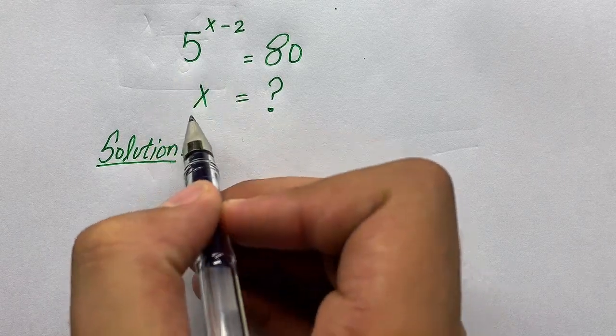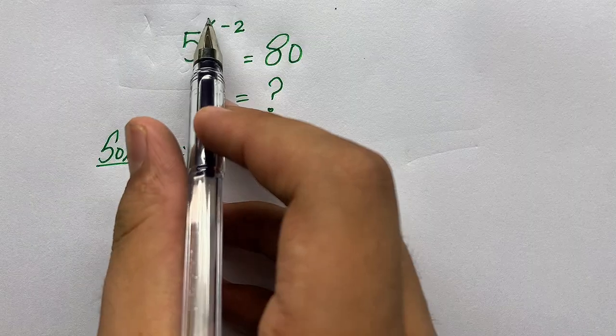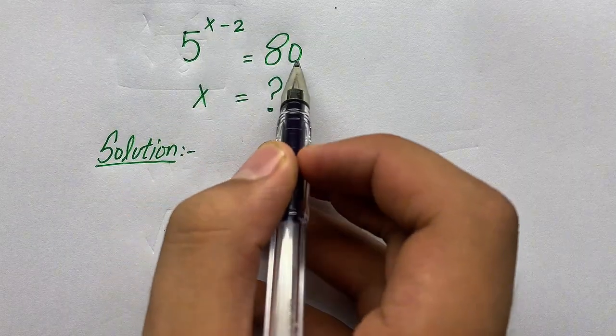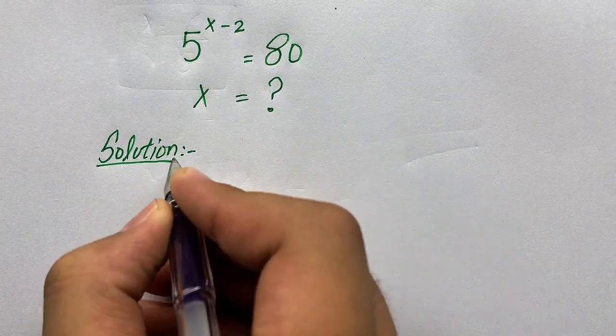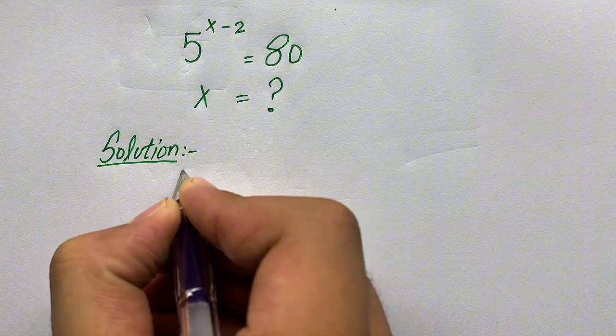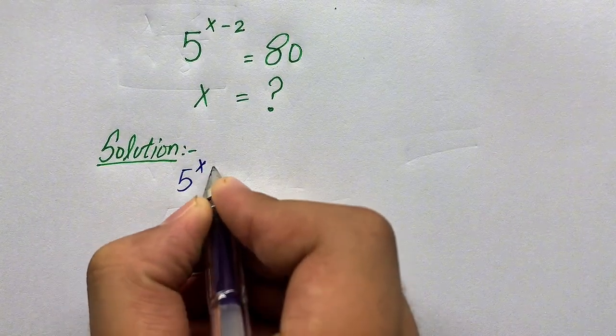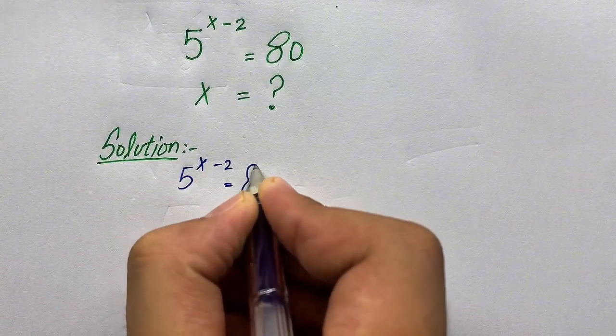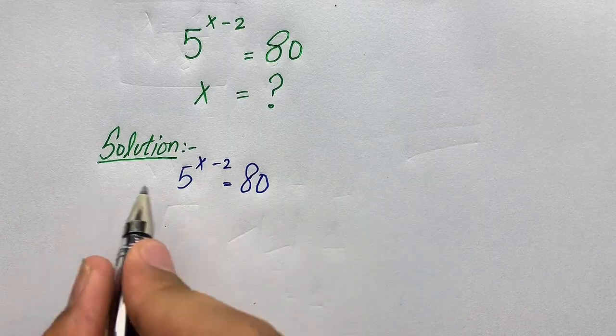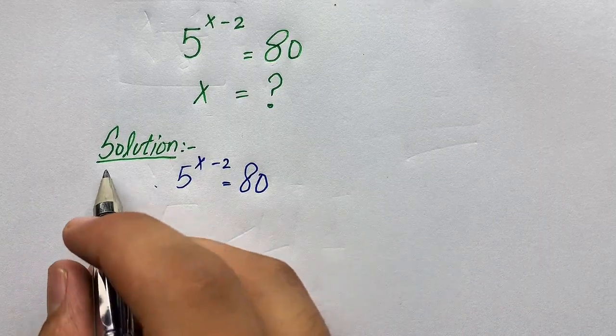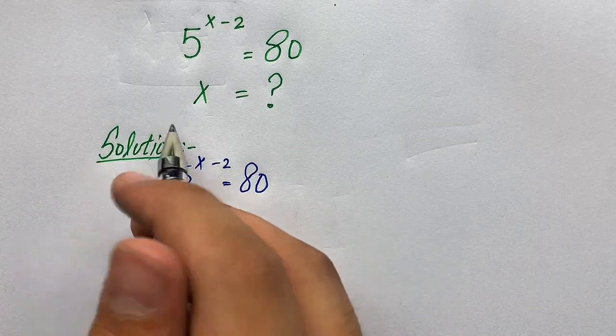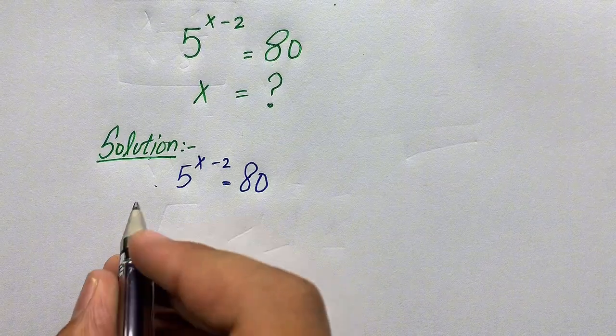In this problem, we are finding the value of x if 5 to the power x minus 2 is equal to 80. So now we are solving. Your question is 5 to the power x minus 2 is equal to 80. Don't skip any part of the video. This is a very important math Olympiad problem for 9th grade.